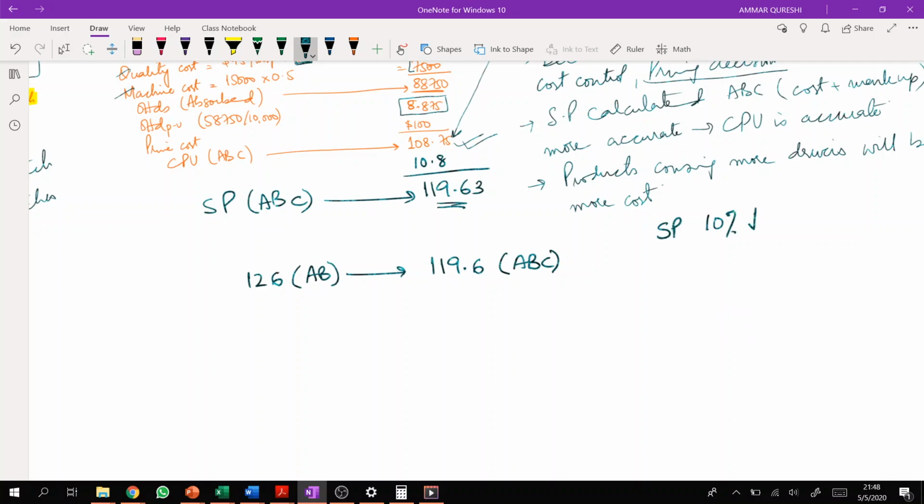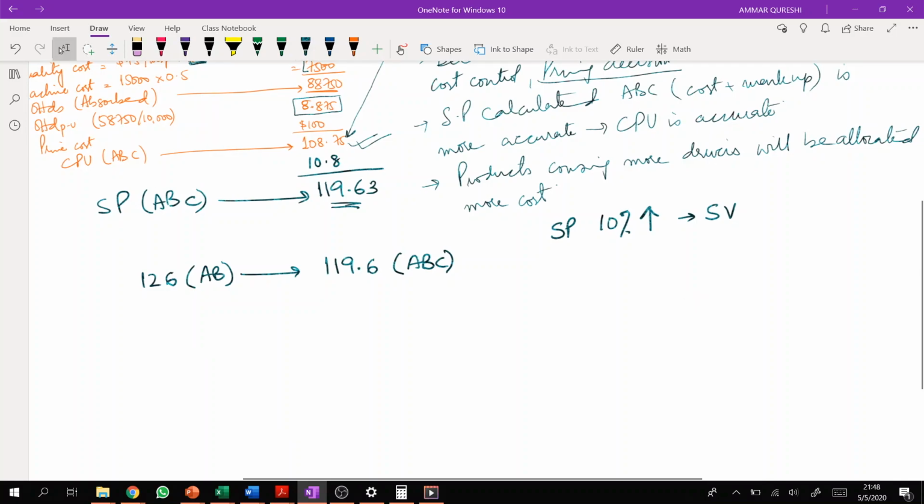If we increase selling price by 10% for certain products that we're selling, we know that sales volume is going to drop because of this, right? So if we increase selling price by 10% and sales volume decreases by 22%, that means your sales volume is more reactive towards the pricing. It's called price elastic. This product is price elastic.